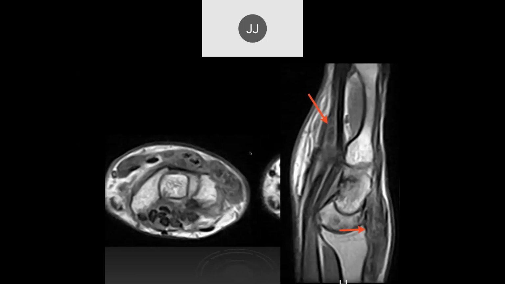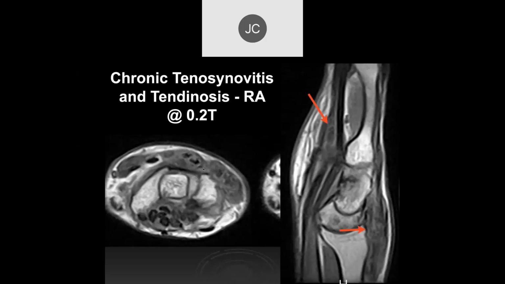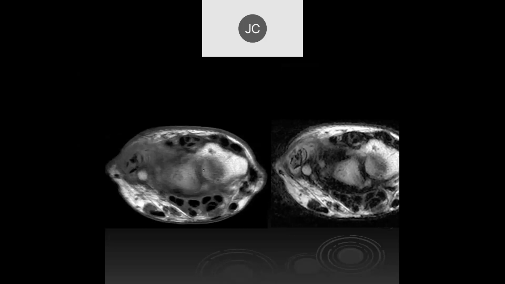And here we can see a lot of synovial thickening, a lot of tendinopathy involving both the flexor and extensor tendons in this patient. And that's just chronic tenosynovitis, can be seen in rheumatoid arthritis. And then here we can see the ECU. One problem with doing surgery on the hand in rheumatoids is that the hand looks better, but the function is not improved in most cases.